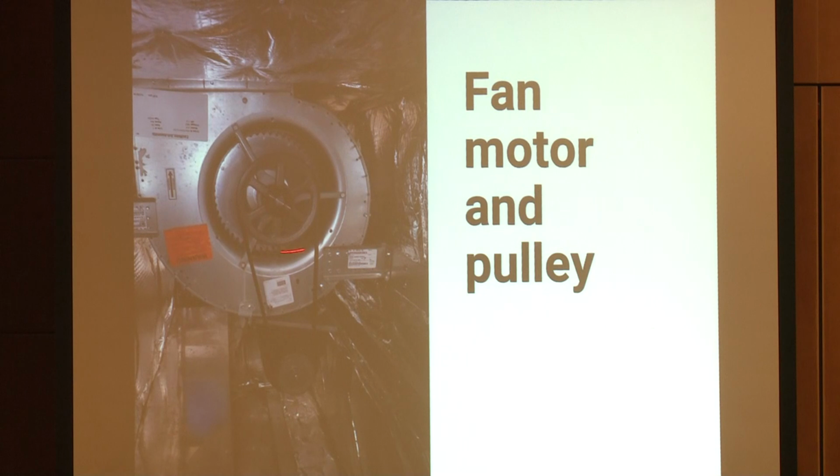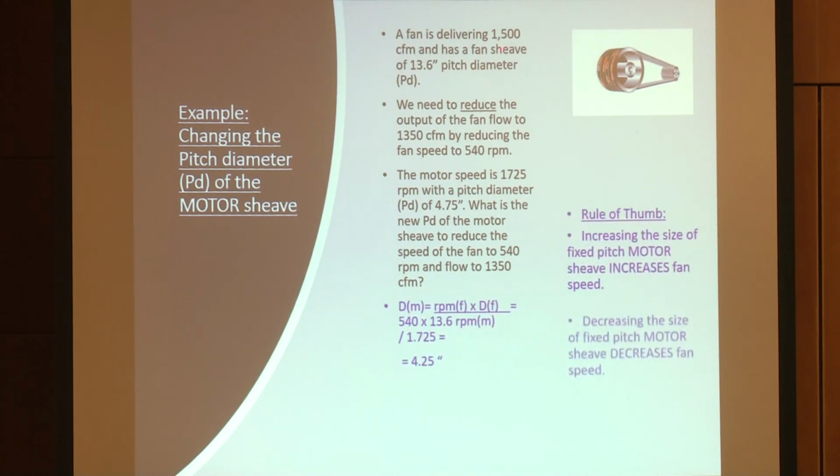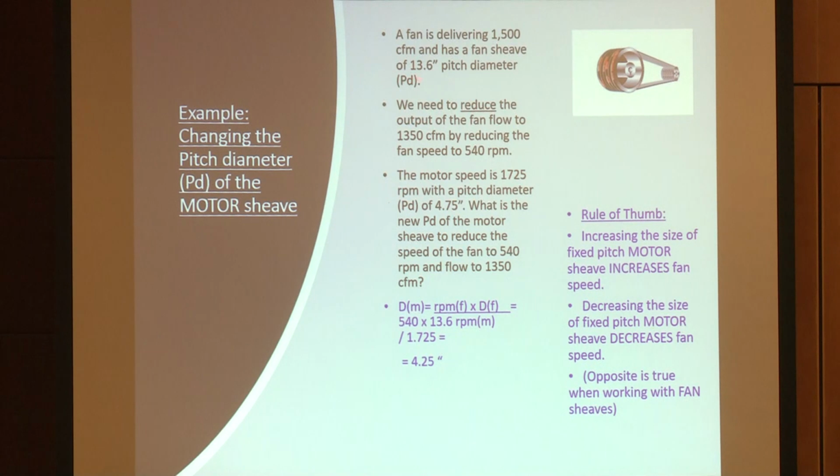Now we have the fan and pulley, right? We have the motor down here, fan and pulley up there, and now we want to make some changes here. So this fan is delivering 1,500 CFM with a sheave of 13.6, but we want to reduce it. So how do we do that? We change the sheave out, we do the math here, and we can change it to a 4.25 inch sheave in order to get this reduction there.